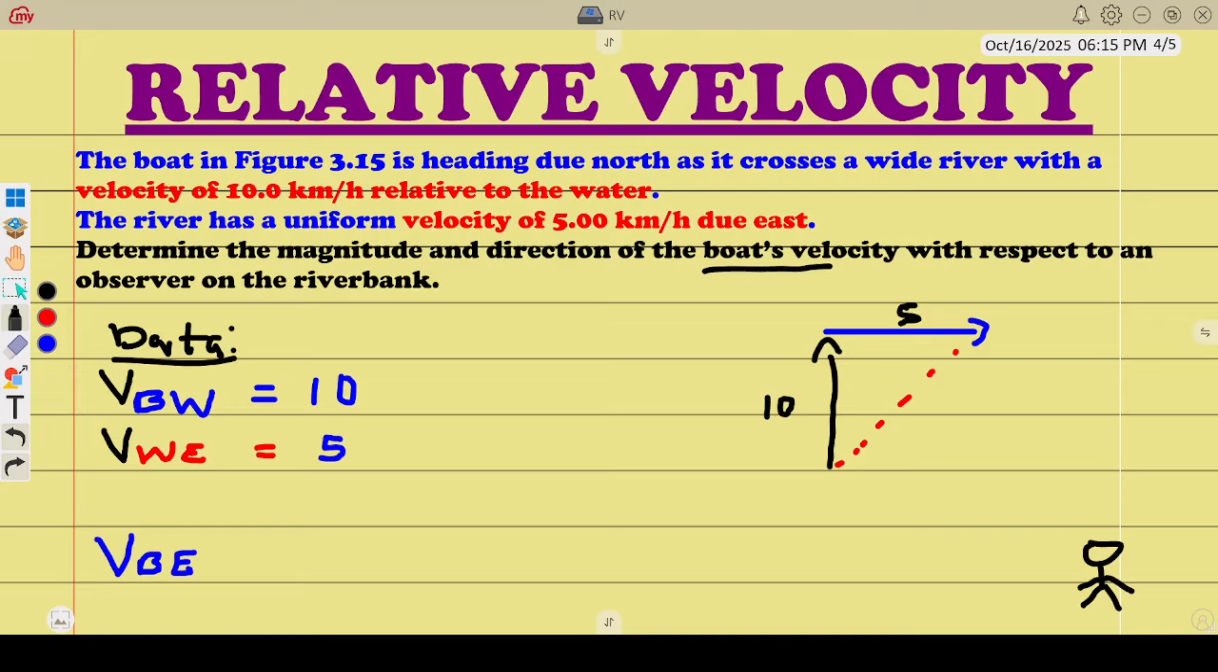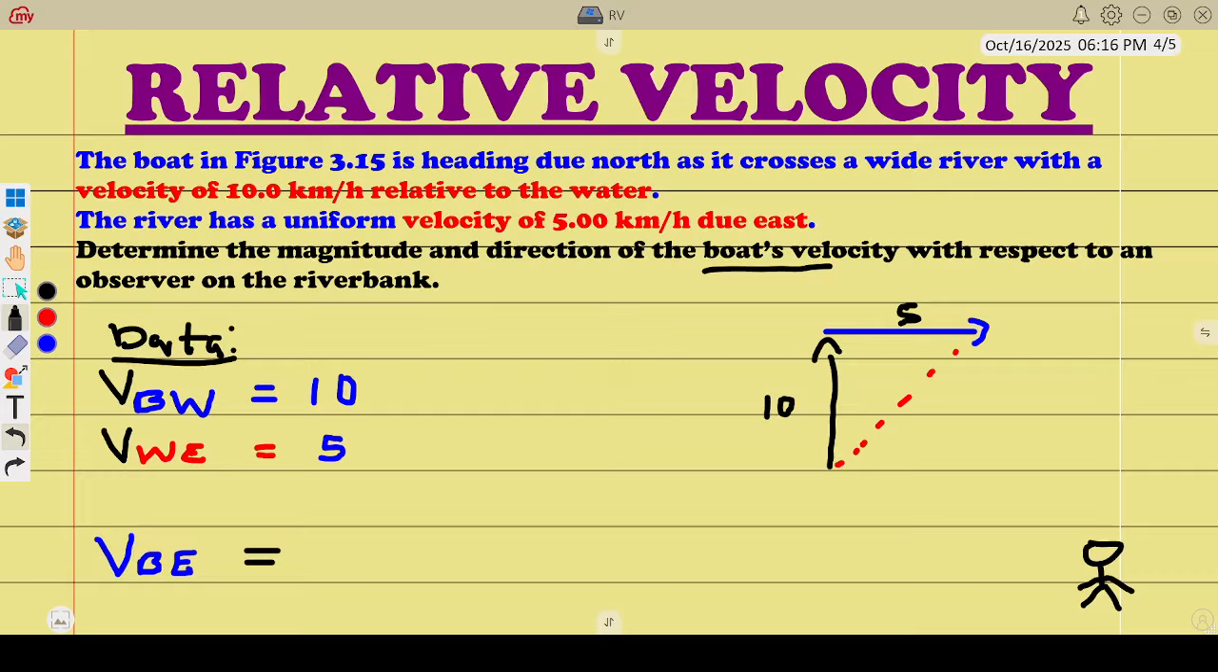So for the person driving the boat, he's thinking that, okay, I'm going forward. But someone who is looking at him from the ground is able to see that this person is not only moving forward, he's also moving to the right, because there's a speed of water which is 5. So this is quite a Pythagoras. It is not in a straight line.